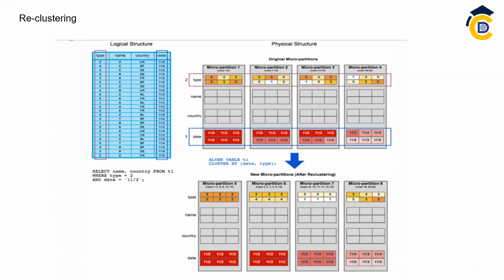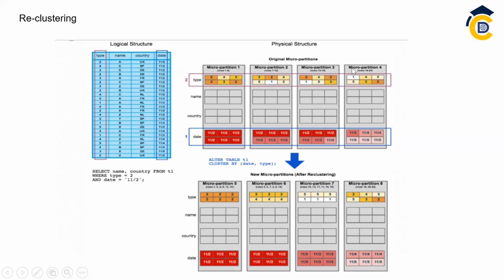So what Snowflake does is it will recluster the micro partitions, and see now all the 11/2 with type 2 are together, 11/2 and 3 are all together, 11/2 and 4 are all together, 11/3 and 5, 11/3 and 1 all together, 11/4, 11/4 all together, and then 11/5, 11/5 all together, like this.